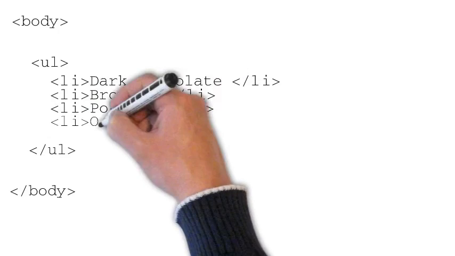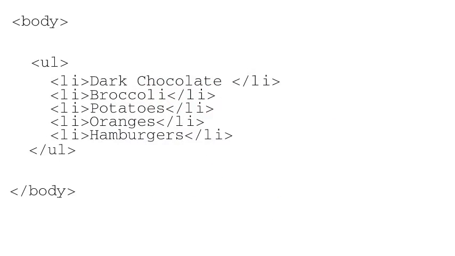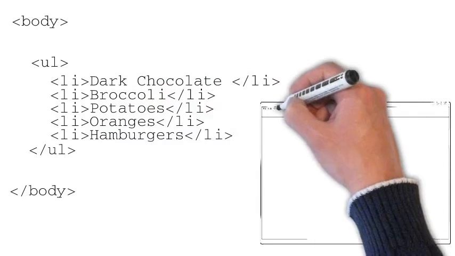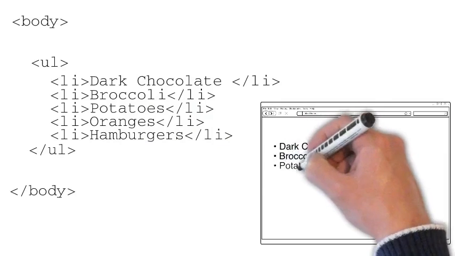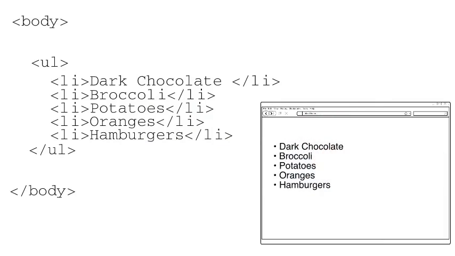Next, list the rest of your list items with an LI tag at the front and a /LI at the end. You can make this list as long as you want to. Save your text file, refresh your browser, and the page should now display a bulleted list.